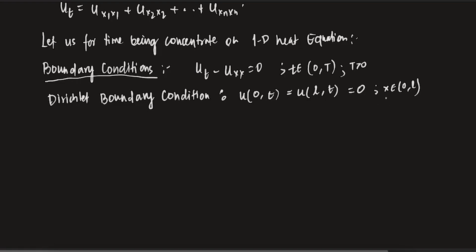Okay. And x, let's say for now, I'm just choosing x between 0 and L. And this is the Dirichlet boundary condition. So basically, it is saying u at the point (0, t) equals u at the point (L, t) equals 0.